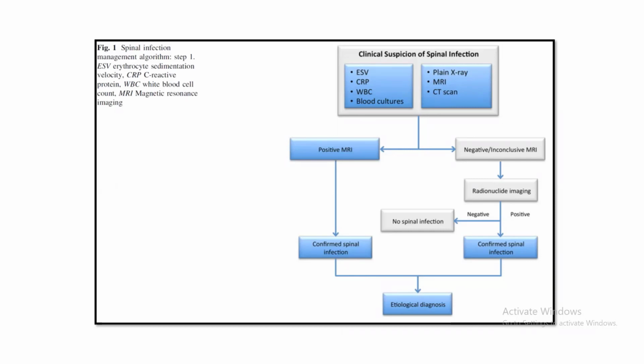So you get suspicion from your patient based on their history, some imaging findings. You have an elevated ESR, CRP, blood cultures. And then you get your advanced imaging. So MRI, and if the MRI is positive, you can confirm your infection. And then this is when they order the radionuclide imaging, if the MRI is inconclusive. And if that's positive, then that will confirm the infection and that will make the diagnosis for them. So this is kind of their imaging algorithm.